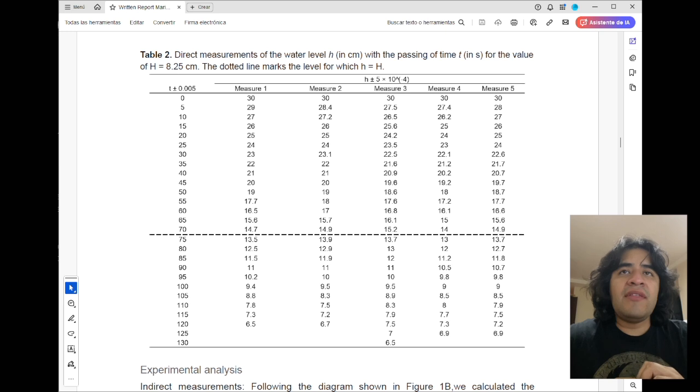The initial height of the water is 30 centimeters with a distance of 8.25 centimeters between the drain tube and the atmospheric pressure tube. Now the dotted line represents the height where the level of the water is at the same level as the atmospheric pressure tube. This experiment was repeated 5 times to have a better representation of the behavior of the phenomenon.